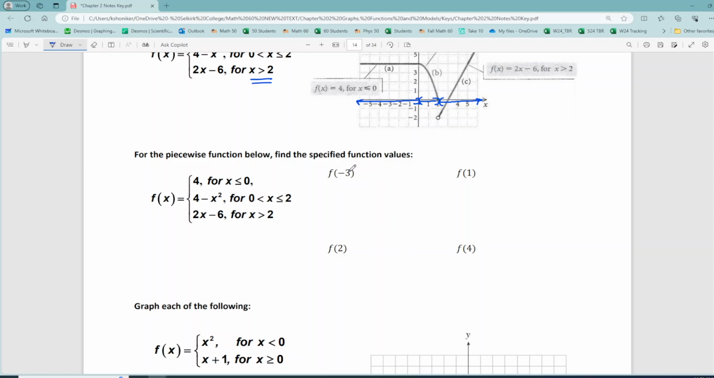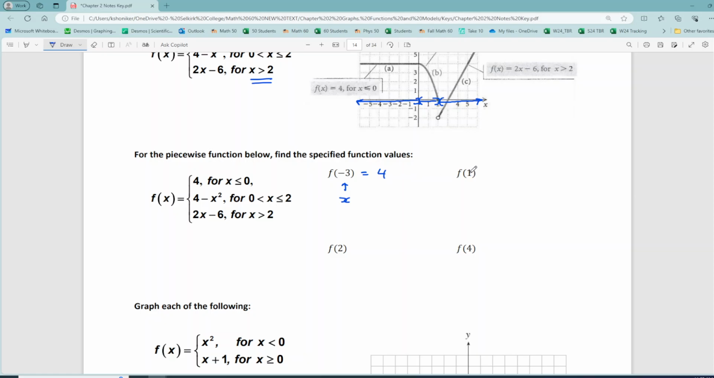If I ask you for the piecewise function below, find the specified function values. I want you to find the y value when x is -3. The first thing you have to do is figure out which domain -3 is in. Is it in less than or equal to 0, 0 to 2, or 2 to infinity? Well, it's in less than 0. So when I'm putting in an x value of -3, I'm putting it into this restricted domain, which is the expression 4. No matter what the x value is, y is 4.